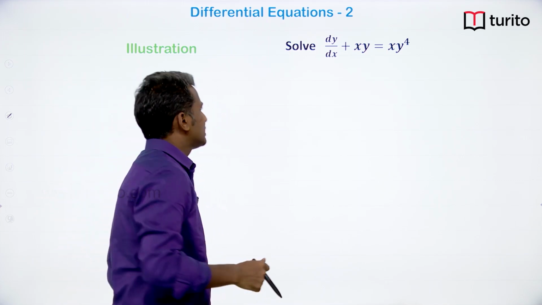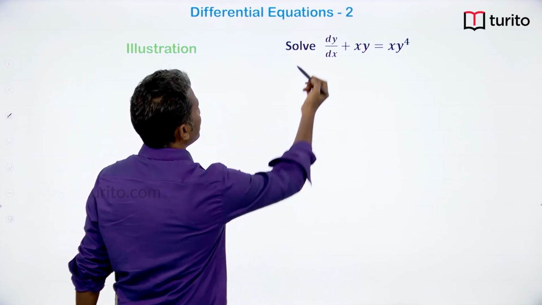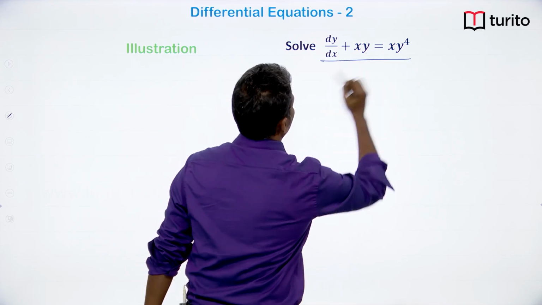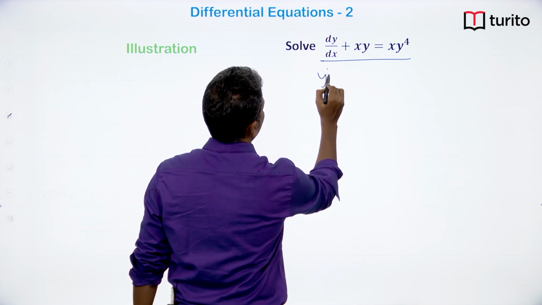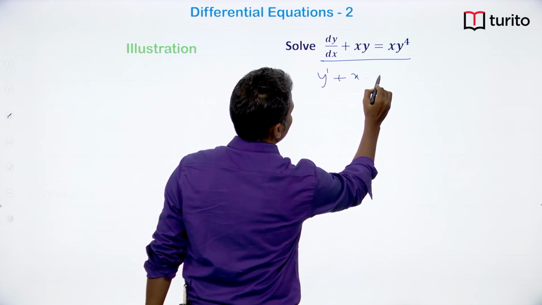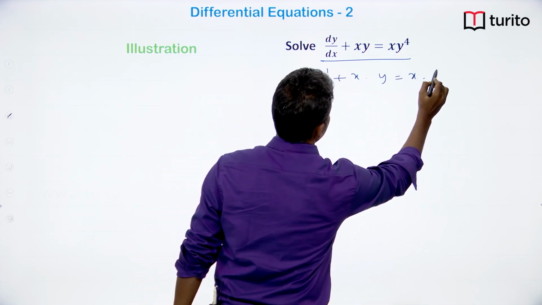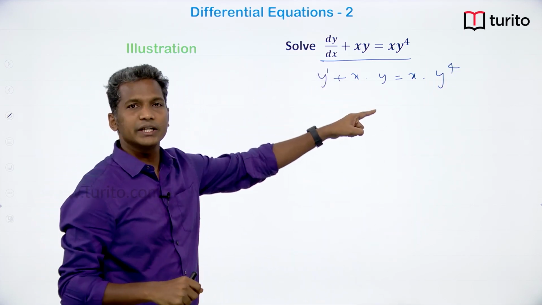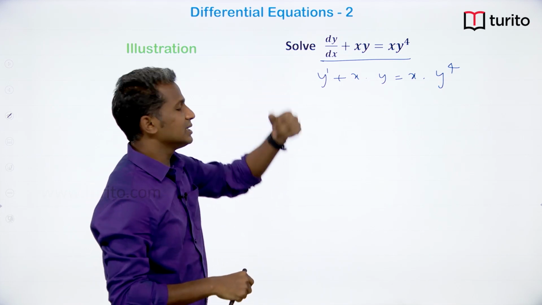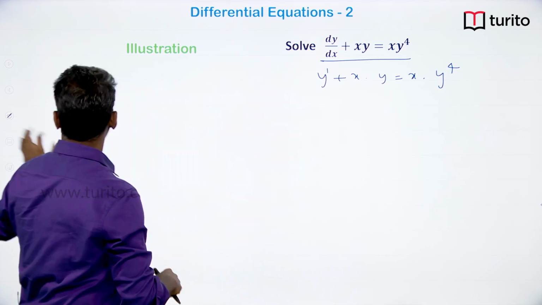So here the question, of course, is in Bernoulli's form. We will write this as y dash plus x into y is equal to x into y raised to 4. So what is the trouble? The trouble is y raised to 4. So we will divide this with y raised to 4. Okay.